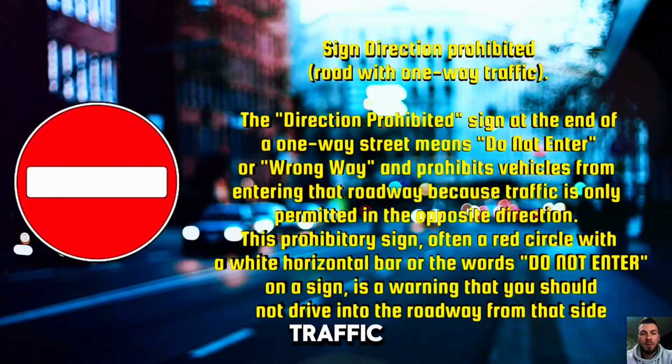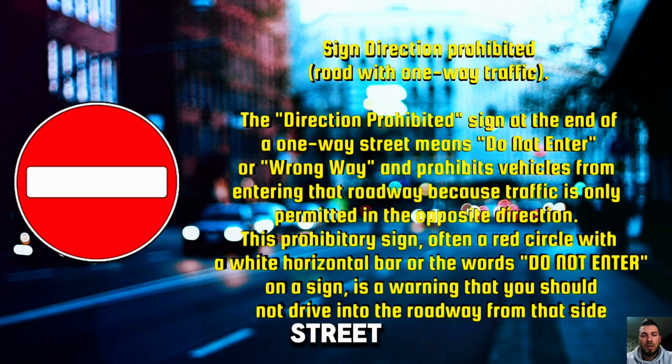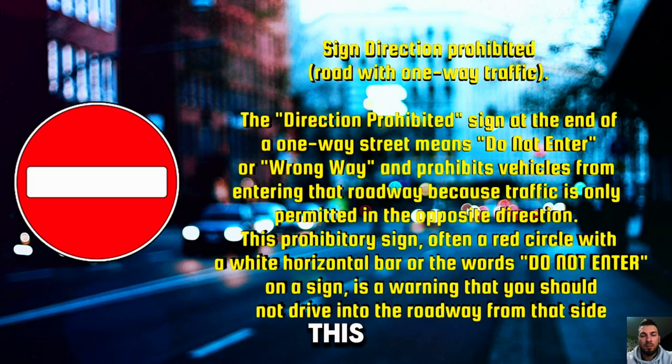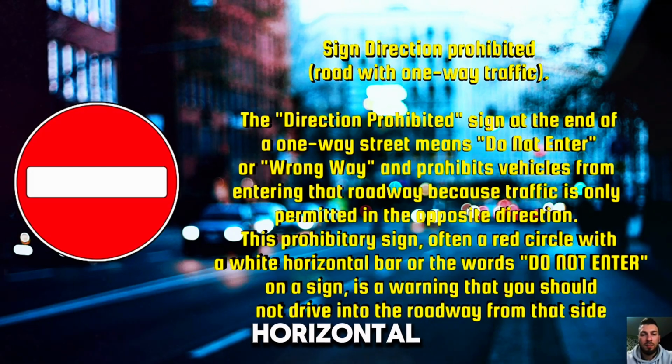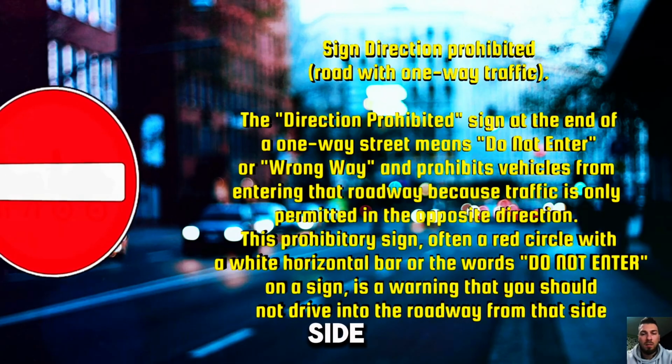Sign direction prohibited. Road with one-way traffic. The direction prohibited sign at the end of a one-way street means do not enter or wrong way and prohibits vehicles from entering that roadway because traffic is only permitted in the opposite direction. This prohibitory sign, often a red circle with a white horizontal bar or the words "do not enter" on a sign, is a warning that you should not drive into the roadway from that side.